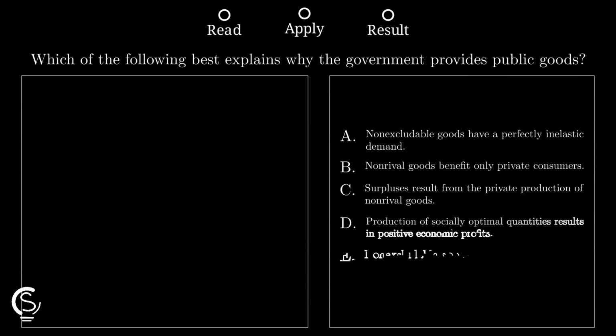Public goods are defined by being non-excludable and non-rival. This means you cannot stop people from using them, and one person's use does not reduce the amount available for others.